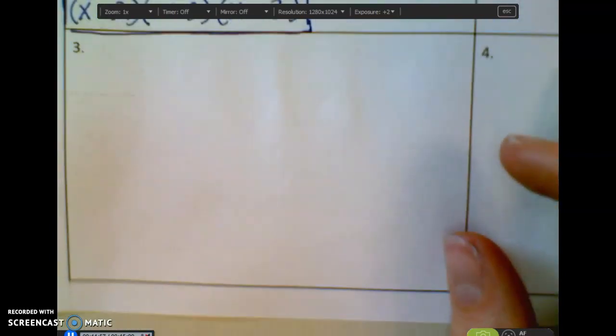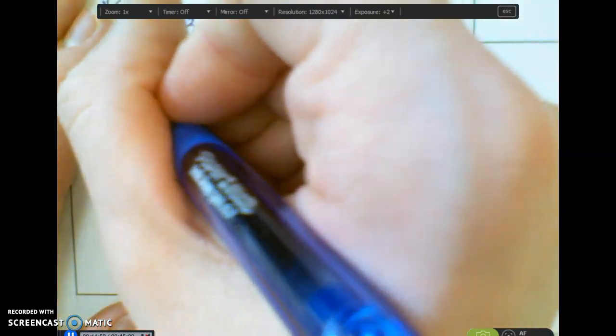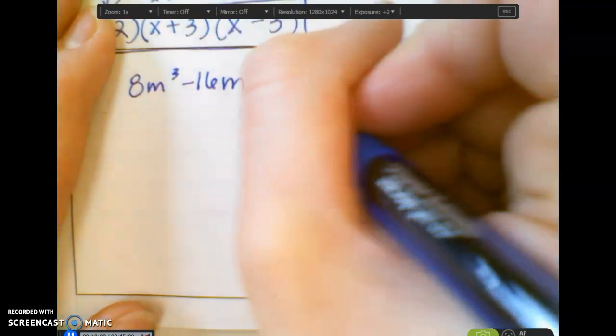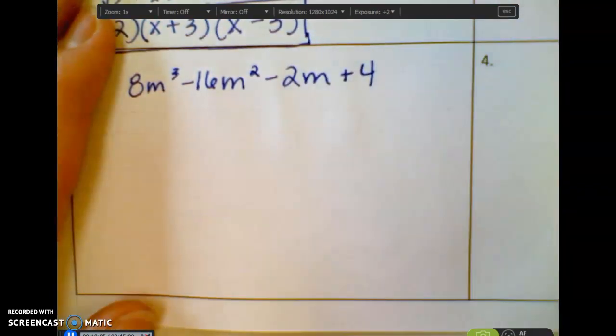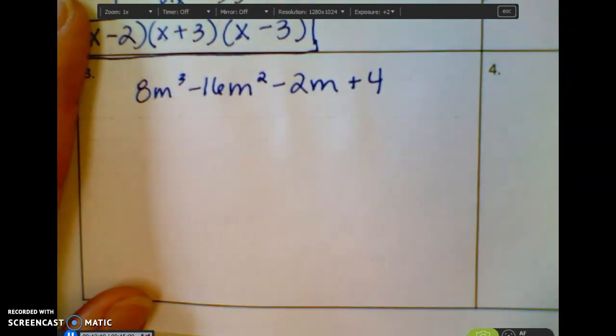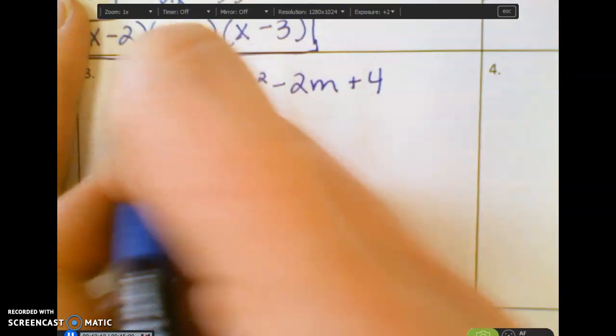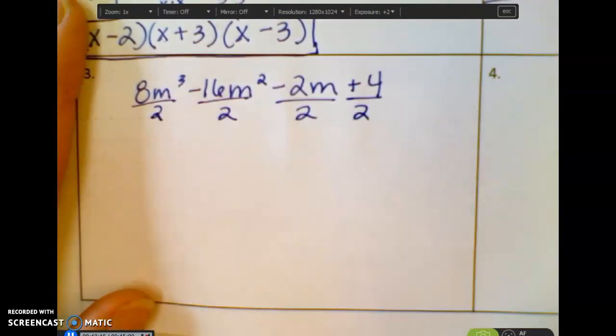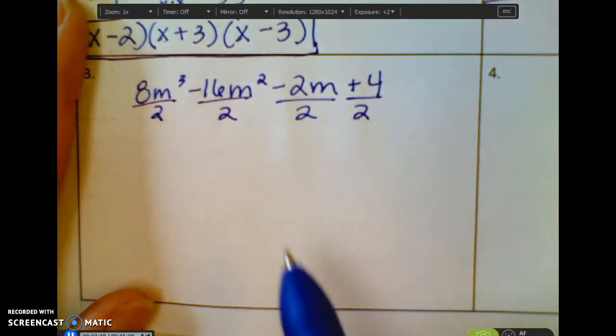Let's look at number 3. Number 3, we have 8m cubed minus 16m squared minus 2m plus 4. What's the first thing we ask ourselves every single time? Is there a GCF? Yes, there is. What can I take out of all of these? I can take out a 2. Every single one is divisible by 2.